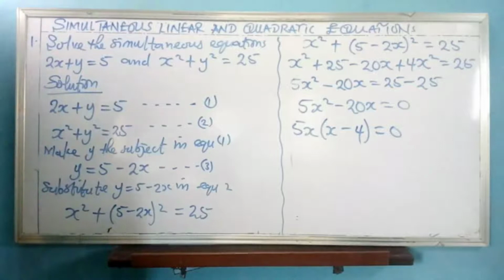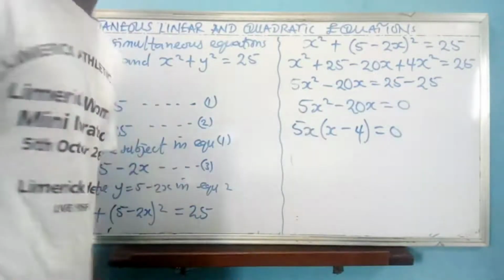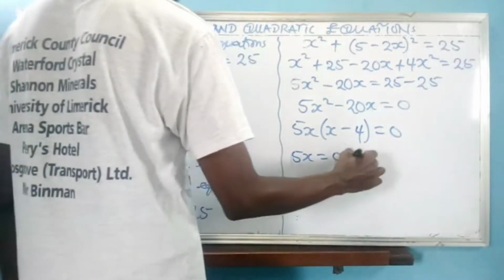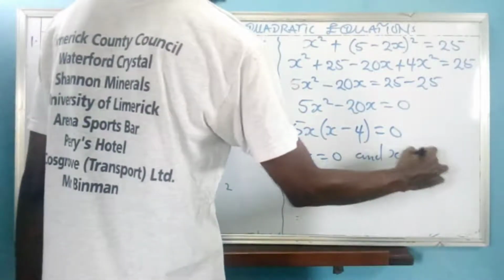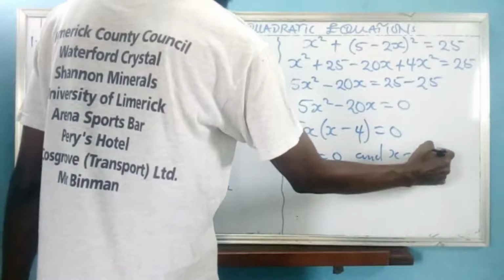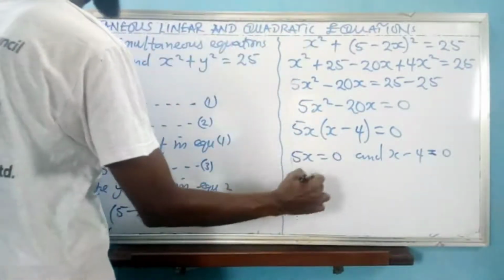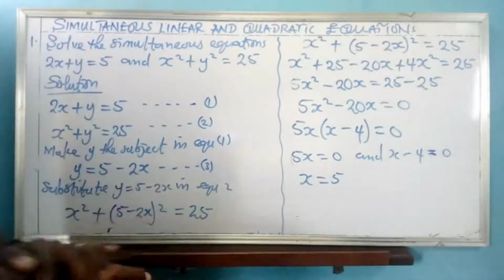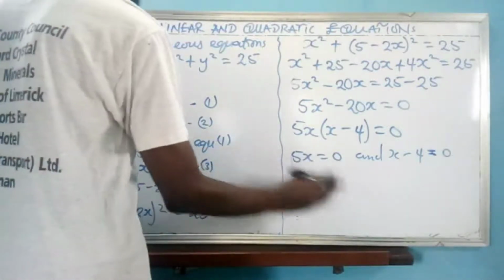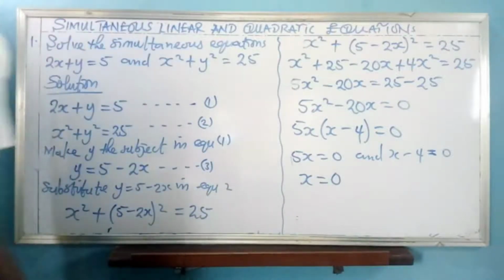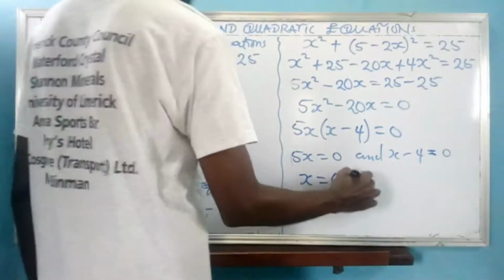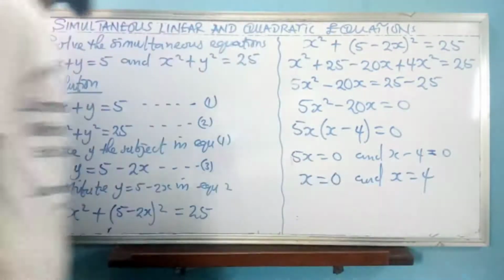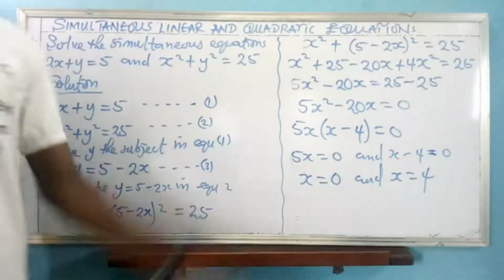Is that one clear to you? Fine. Then we equate everything equals to 0. So we have 5x is equal to 0 and x minus 4 is equal to 0. Okay? So x here will be equal to 0. That is 0 divided by 5, which will give you 0. Okay? 0. And on the other hand, our x will be equal to 4. So those are the two answers that we derive from the expression there.